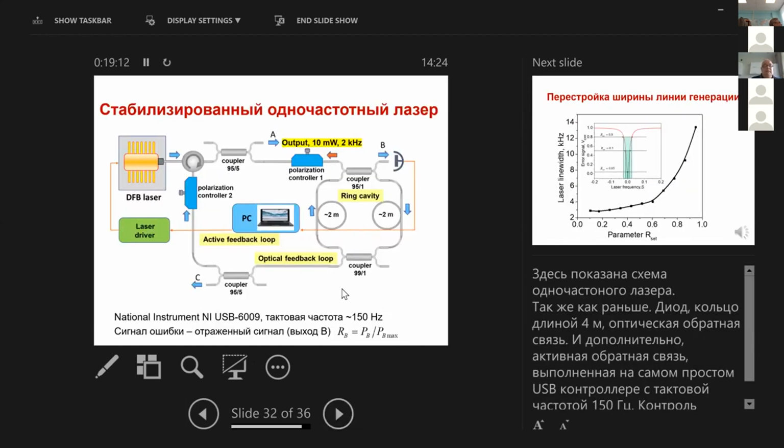So, these are my slides associated with the same laser. It is just to discuss how to improve the laser performance, because in our experiment we used a laser which was not stabilized, because the idea was to have a very simple and very low-cost solution. To stabilize the laser, we used a very simple solution as well, a very cheap USB controller with an operation rate of about 150 Hz only. It was enough to stabilize the laser near the injection locking regime.